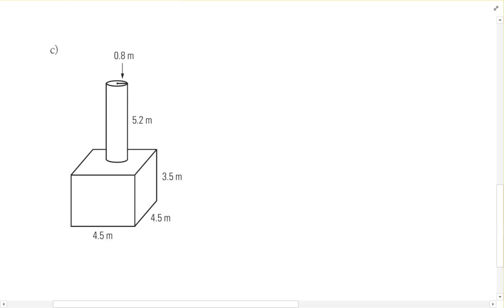Okay, C, it's a combination of the two questions from above now. You've got a cylinder and you've got a rectangular prism. We just have to add them together. So figure out the volume of that one, the volume of the bottom one, add them together, that's it. So go ahead and answer C now.